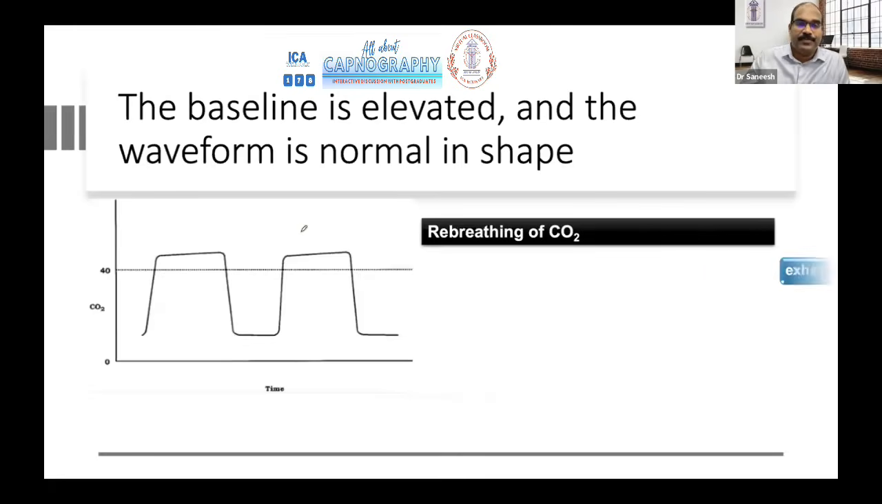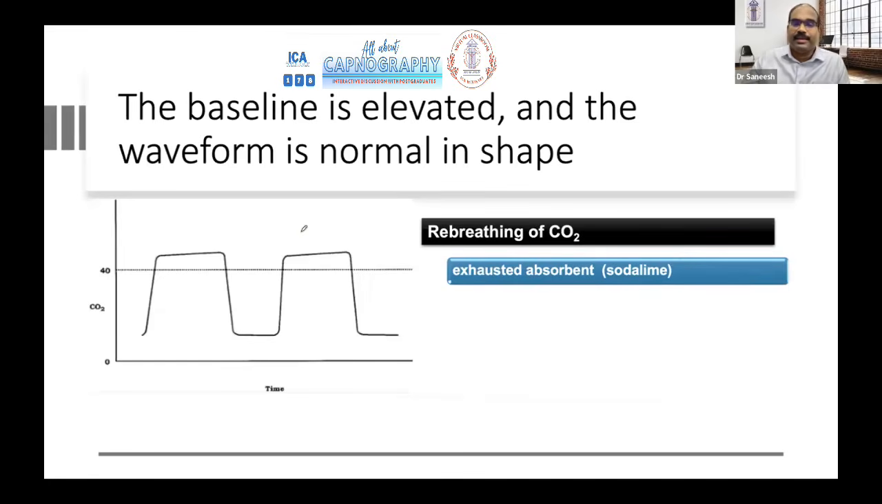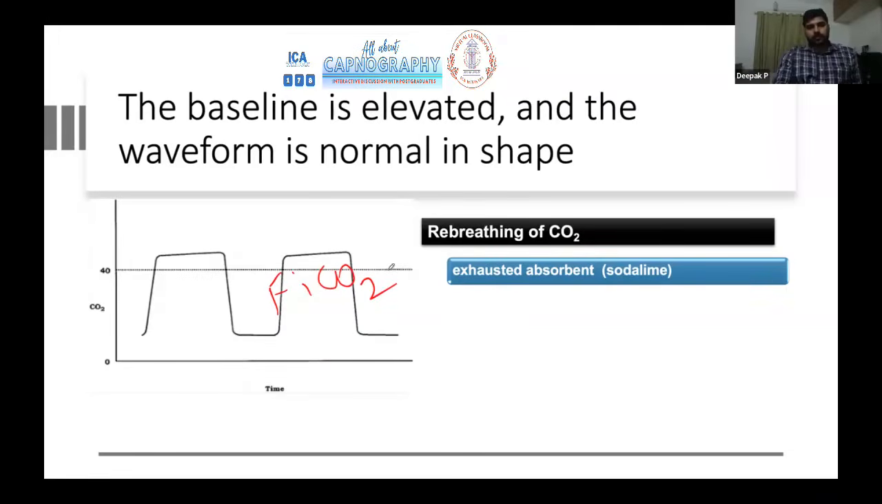So rebreathing, usually when you get exhausted absorbent, especially on the first day of the week, right? So we feel that the soda lime color is okay, and in the first case, you will find out that all of a sudden we get this value, FiCO2, right? So what is the FiCO2 cutoff before changing the soda lime canister? Just because you see a FiCO2 of 2 or 3, are you going to change? Or what intervention would you like to do? Increase the flows, sir. Increase the flows, yes.